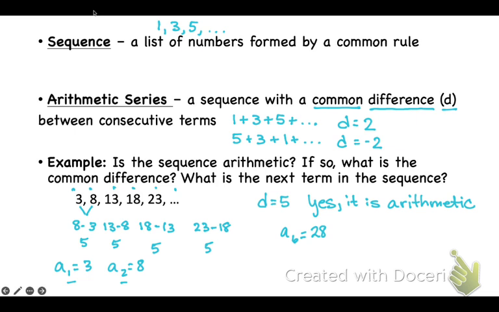So all these numbers mean something. The little 6 means it's the 6th term in the sequence. It also means once you know the equation, which you're going to have to find yourself, when I plug in 6, I better get out 28. Okay, we're good?